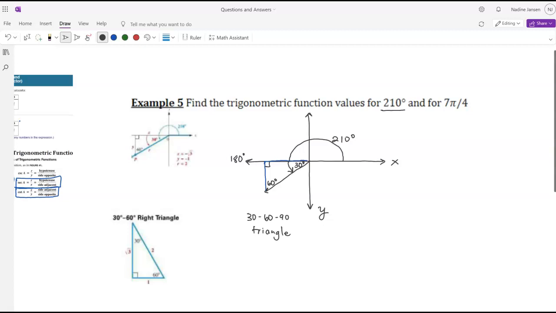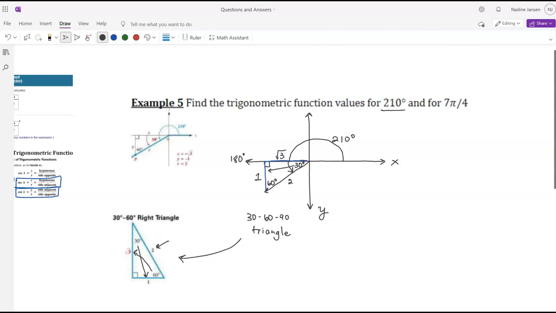I took a screenshot of the 30, 60, 90 triangle from the outline that tells us that in a 30, 60, 90 triangle, the ratios of the triangle are that the side opposite the 30 has length 1. The side opposite the 60 has length root 3. And the hypotenuse is 2. So our hypotenuse is 2.